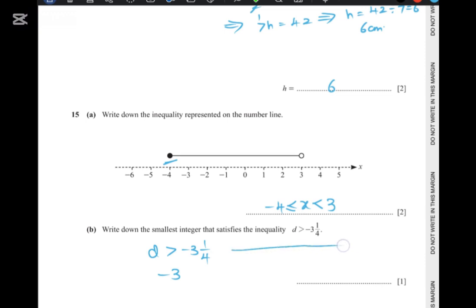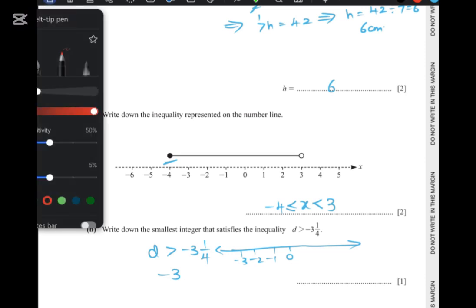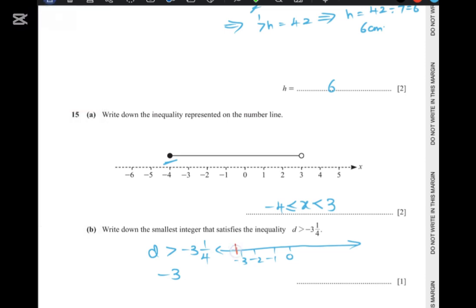If you take on the number line like 0, -1, -2, -3, this is the number line. So now -3 1 by 4 will be somewhere here, and d is greater than, that means it is this side somewhere, not this side. So the smallest integer will be this number, -3. So your answer will be -3 here.